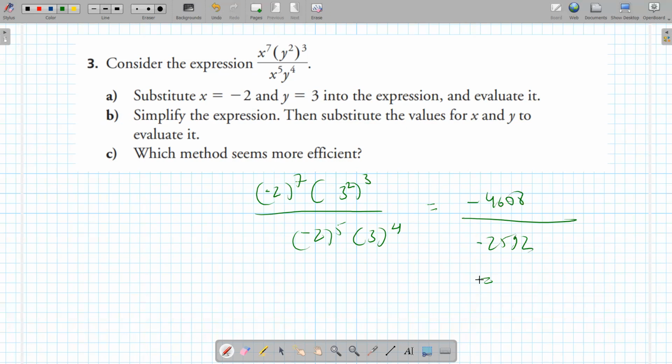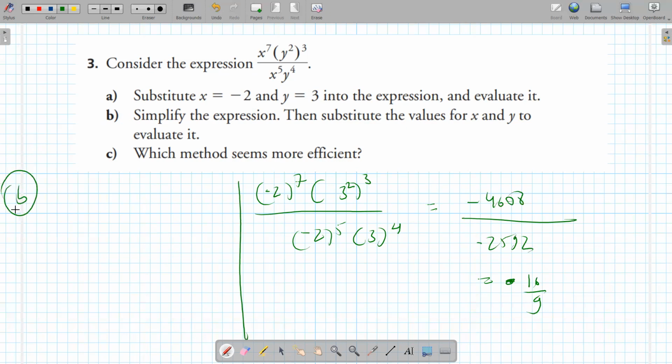Is that exactly 2? No, it's not. It's negative 16 over 9. So that's what I got after we plugged it in straight up, right? No simplification required. Now let's do it the way part B wants us to do it.